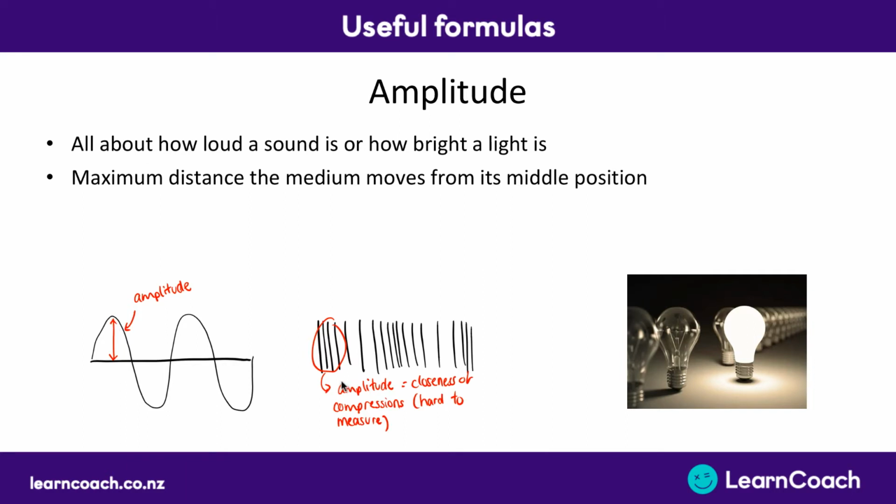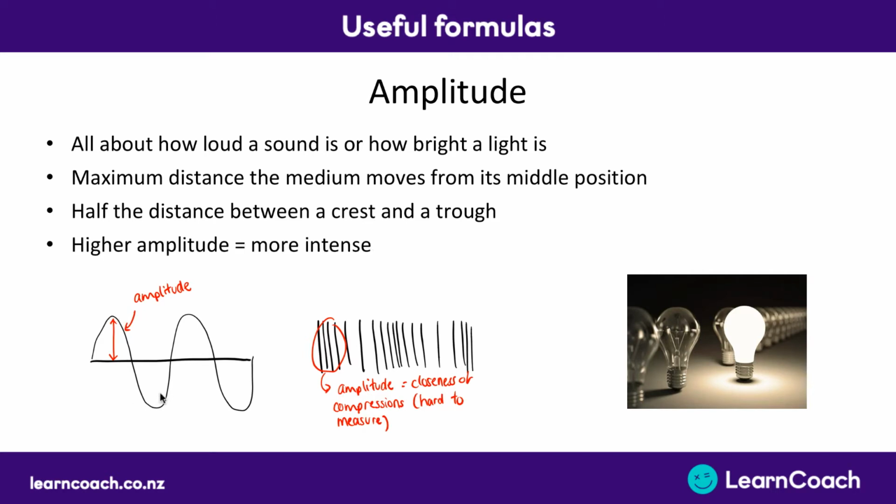For a longitudinal wave, it's harder to measure. We think about amplitude as how close the compressions are. But if you're asked to draw a diagram explaining amplitude, we recommend that you do it using a transverse wave as it's easier to label. So on a transverse wave, an amplitude is half the distance between a crest and a trough. A bigger amplitude is going to mean a more intense wave and influences how it's experienced by us.